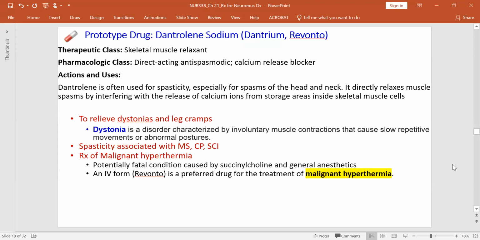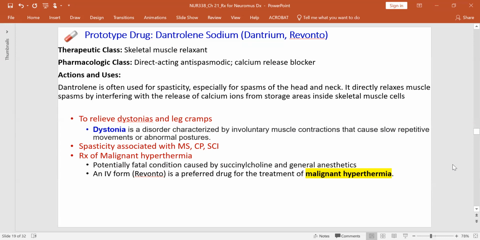Actions and uses of dantrolene sodium, or Dantrium. We said it is used to relieve dystonias and leg cramps, and we defined dystonia earlier. It is also used for spasticity associated with multiple sclerosis, cerebral palsy, and spinal cord injury, and as the drug of choice and first line of management for malignant hyperthermia.